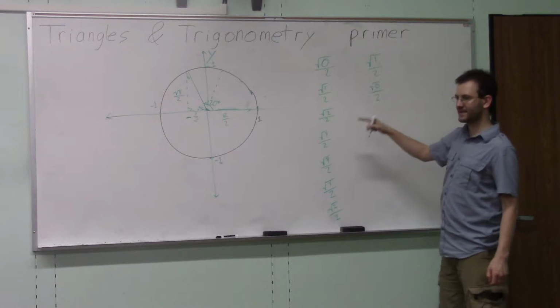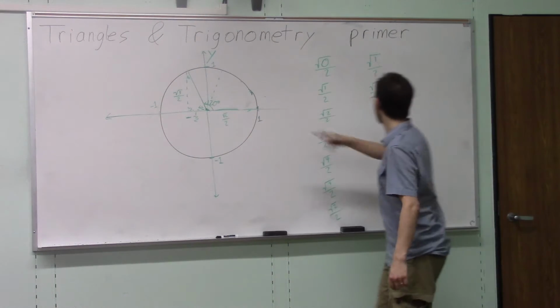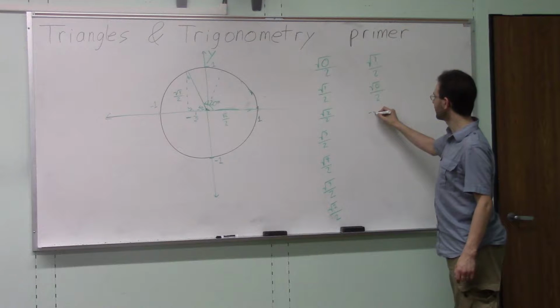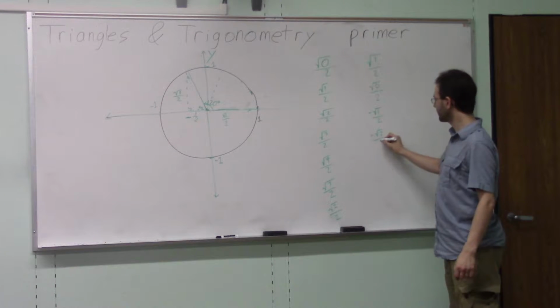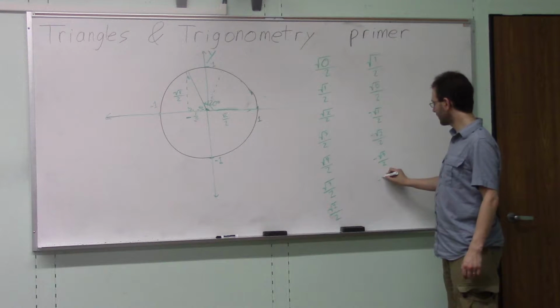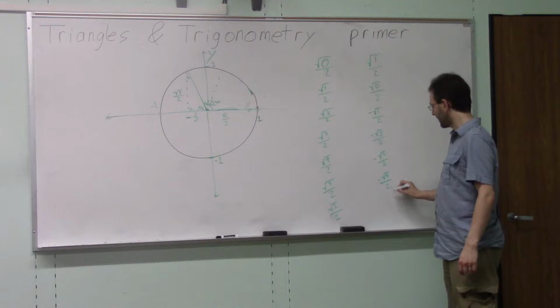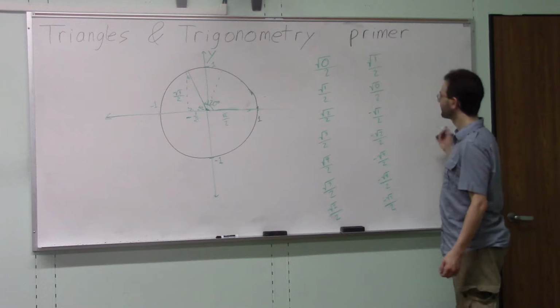So it's come all the way back down, right? It went up and then came back down and then it goes under and then comes back up. Negative root 1 over 2. Negative root 2 over 2. Negative root 3 over 2. Negative root 4 over 2. Negative root 3 over 2. And so forth.